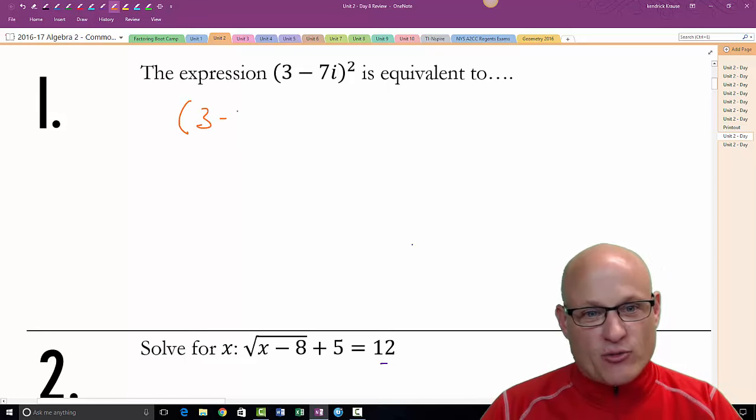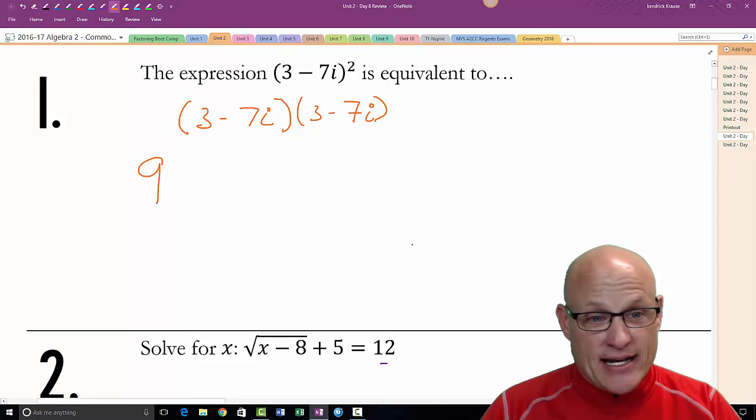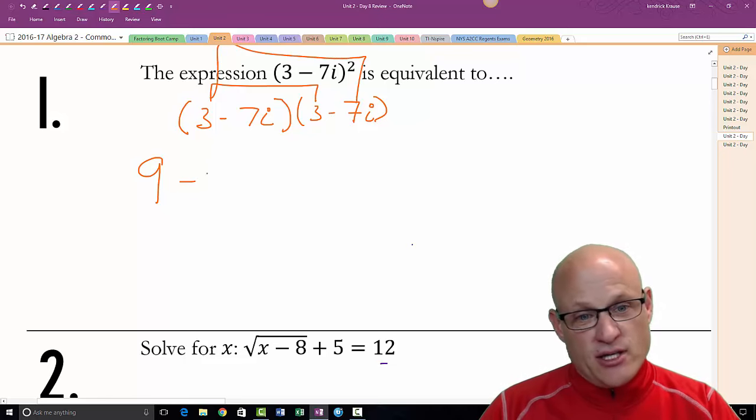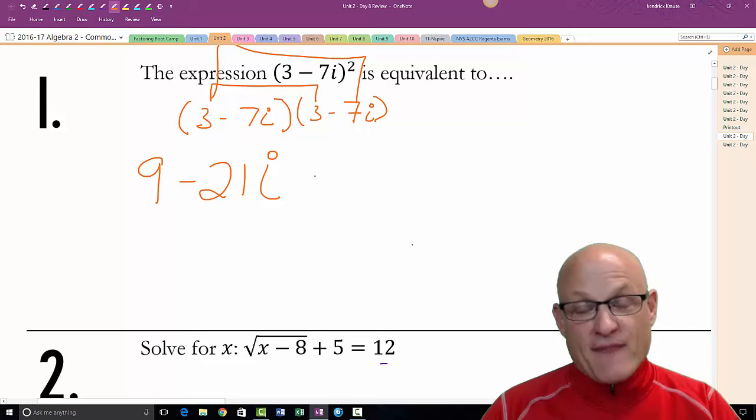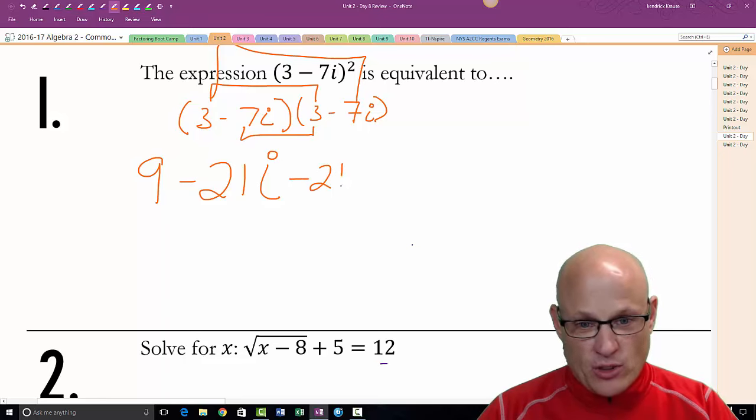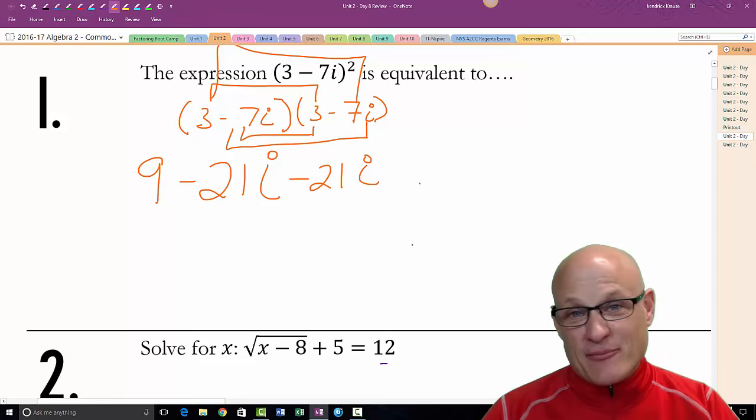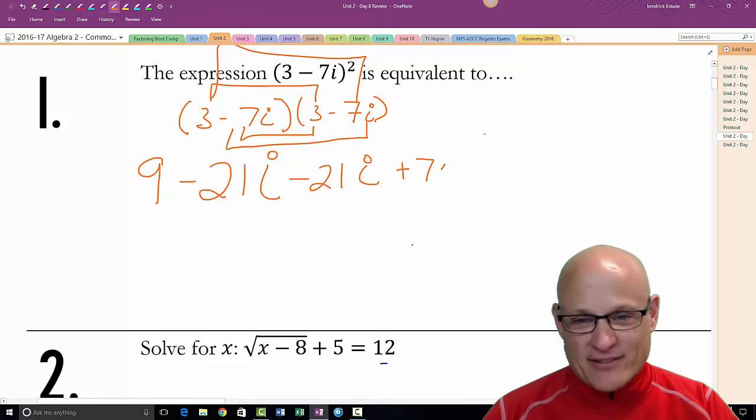So, squared means write it twice. So, 3 minus 7i times 3 minus 7i. If I double distribute those, I get 9. That's the 3 times the 3. And then the 3 times the negative 7 is negative 21i. I figured I'd write really ginormous like some of you. And then negative 7i times 3 is negative 21i. And then negative 7 times negative 7 is positive 49, and i times i, positive 7.